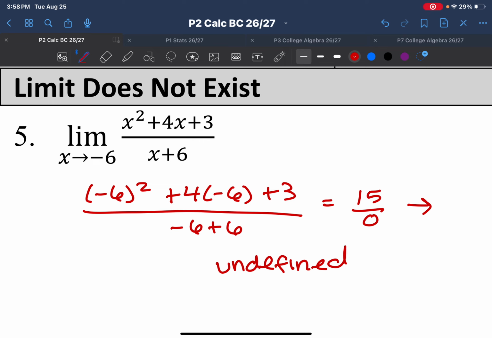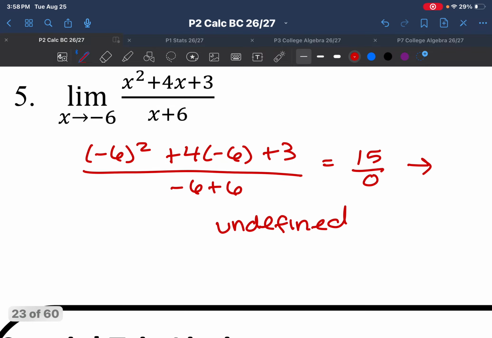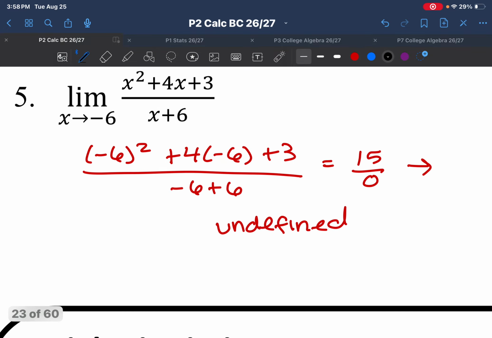So if I have a value that is undefined, that means I can't keep going. Okay, there's nothing else I can do. There's no way to factor this for us to cancel out the factor x plus 6. So that means my limit does not exist.